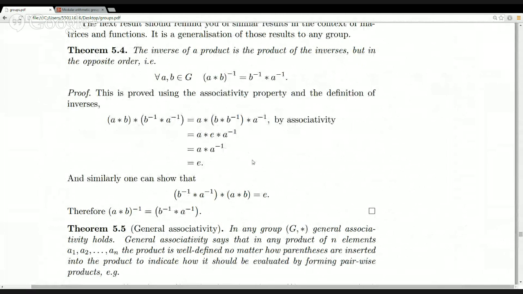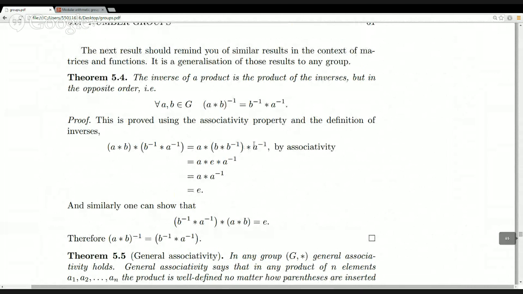Theorem 5.4 is something you're already familiar with. If you want to take the inverse of a product of two matrices, from your linear algebra, you should know that the inverse of a product of matrices, if it has an inverse, is going to be equal to the product of the individual inverse matrices, but in the opposite order. Everybody should have that as a mantra. The inverse of a product of matrices is the product of the inverses, but in the opposite order.